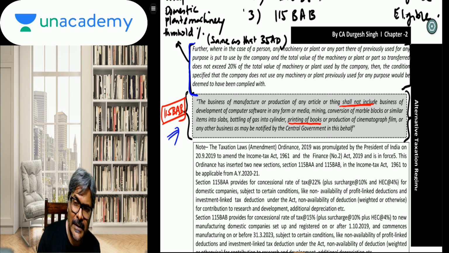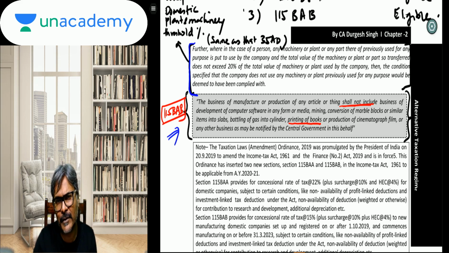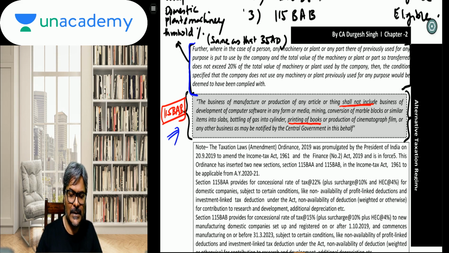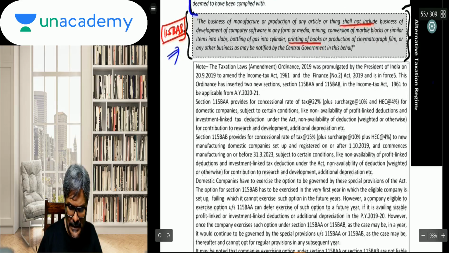Some students will say, sir, but can they avail 115BAA? Why not? 115BAA is available for any domestic company. And it is not that it is only for manufacturing. But if you want 115BAB, the manufacturing business of 115BAB will exclude the following manufacturing activity. So just be very careful about this particular part as well, students.